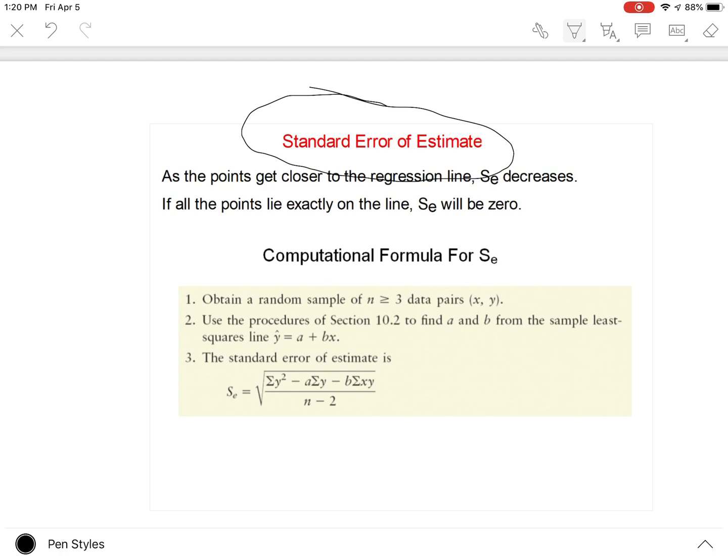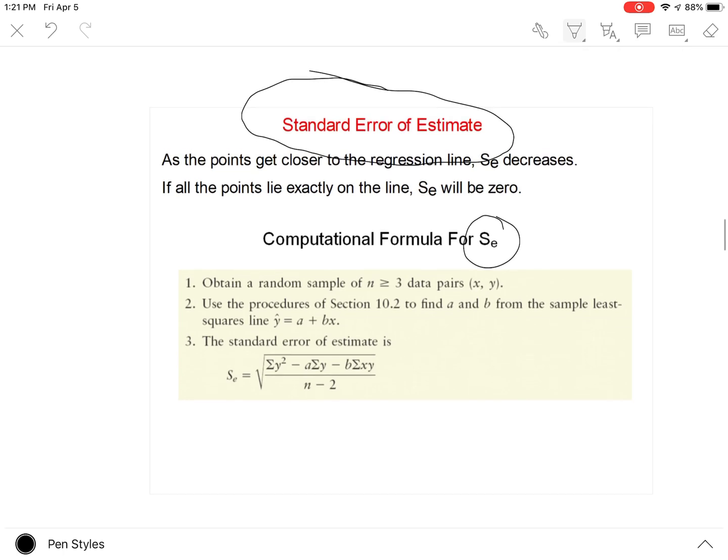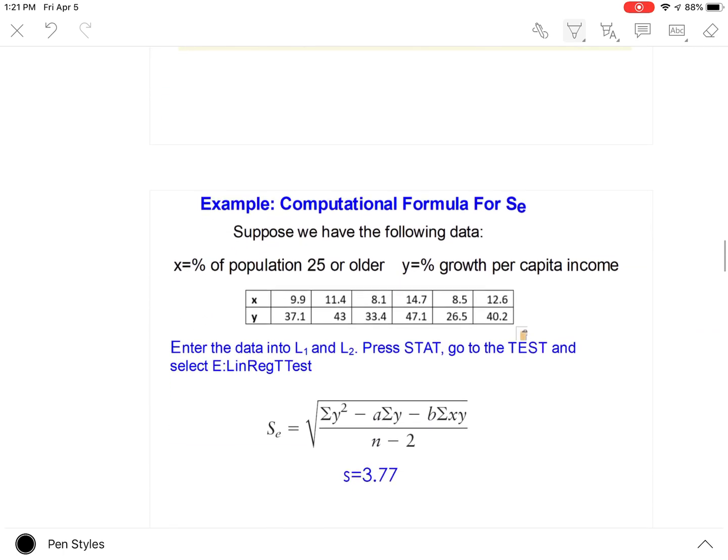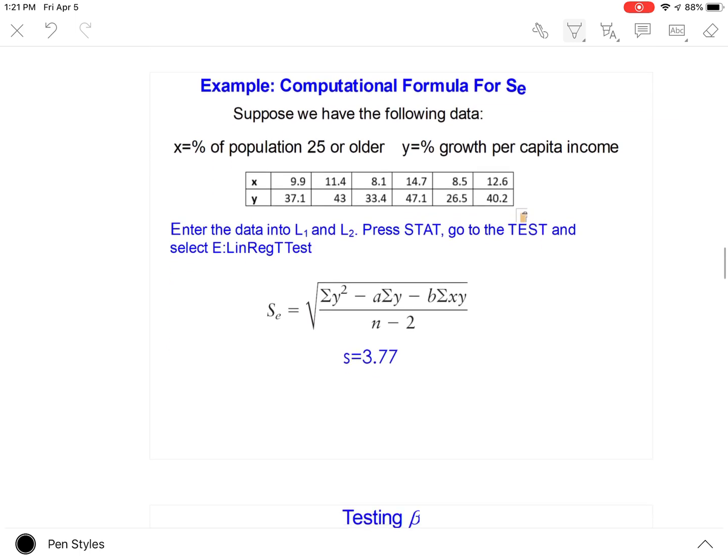I'll show you the formula, and I'll show you some other stuff too. But standard error has an S with this little sub E, letter E. Again, it comes from more than 3 ordered pairs. It's kind of the same procedure to get A and B, the line of best fit. It's the standard error that's involving that line of best fit. But you see it's the summation of y squared, summation of x, y, and things like that. I'll show you how you can compute that.